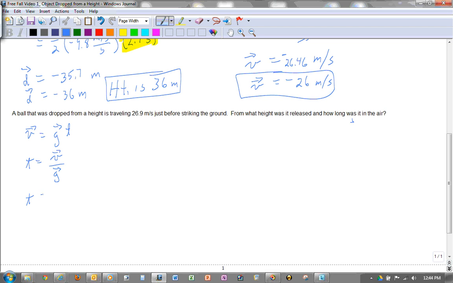Now, the time that it's going down is going to be equal to the speed just before it hits the ground, and that would be in the negative direction, 26.9 meters per second, and G is negative 9.8 meters per second per second. Let's look at those units. Meters per second divided by meters per second squared. Invert and multiply.